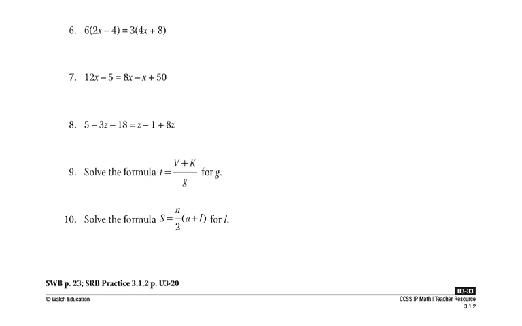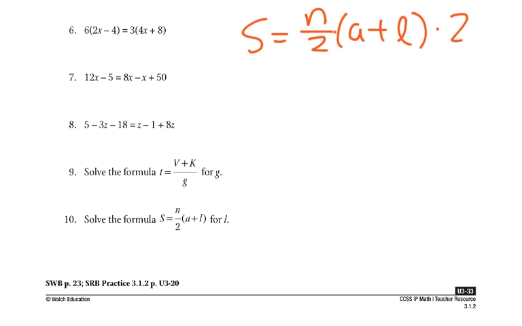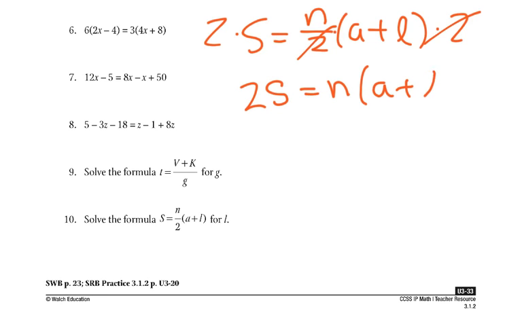Okay, the last one, same concept. We're solving for L, though. First thing I'd notice is I'm timesing by n over 2. So in other words, I'm dividing by 2. So I do the opposite. I times everything by 2. That 2 and that 2 cancel each other out. Then 2 times s is 2s equals, that just became n times a plus L.